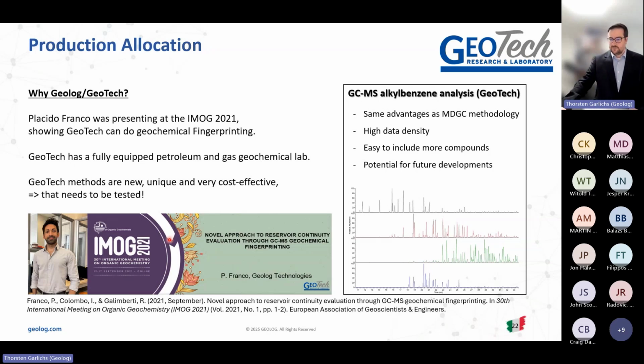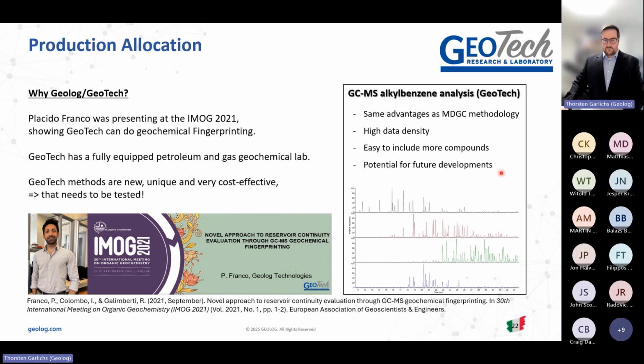Here in the lower part, you see the reference from Placido, and the main method from Geotech is highlighted here. So they use, and we use now, gas chromatography coupled with a mass spectrometer for alkylbenzenes. So we have this similar advantage and same advantage as multidimensional GC methodology. We have very high data density. It is easy to include more components, and we can also potentially further develop in the next cases or different cases when you talk about, for example, very heavy oil cases.